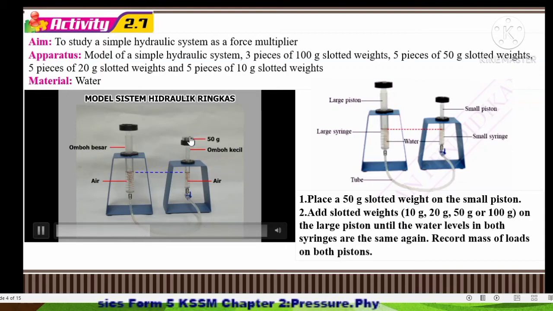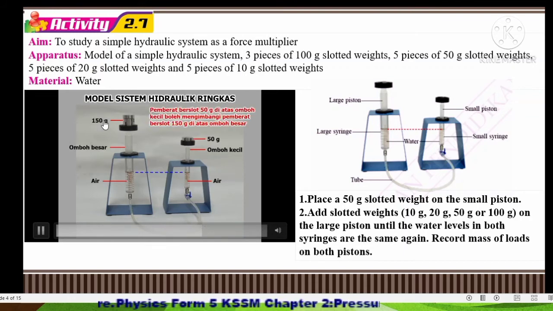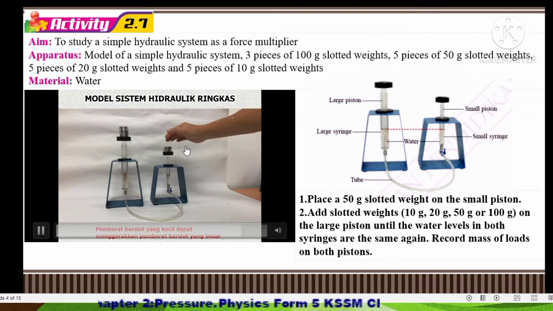Let's say we put a load of 50 grams on the small piston. So what is the amount of mass that we must put here so that the level becomes equal again? So we add here a mass of 150 grams. So we can see the level here becomes the same. When this happens, it means 150 grams of load on the larger piston is able to balance 50 grams of load on the smaller piston.